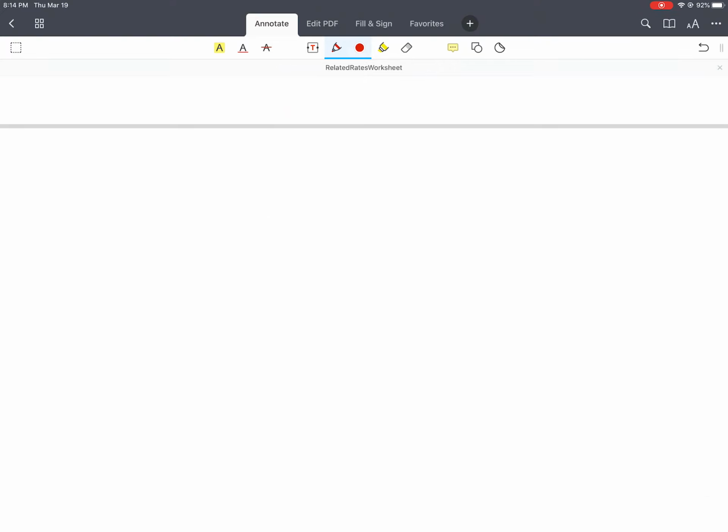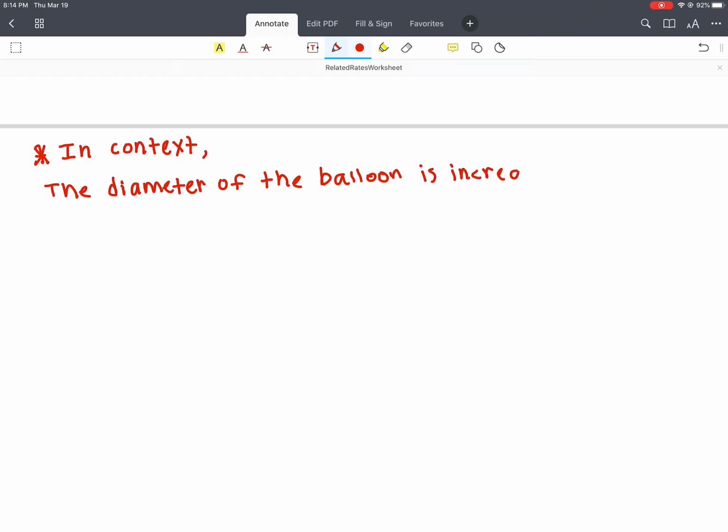So, lastly, just need to put some things in context. So in context, the diameter of the balloon is increasing at a rate of 0.022 cubic meters per minute.